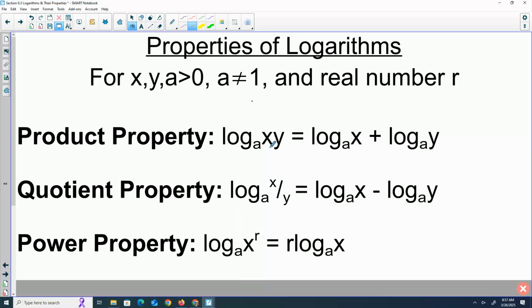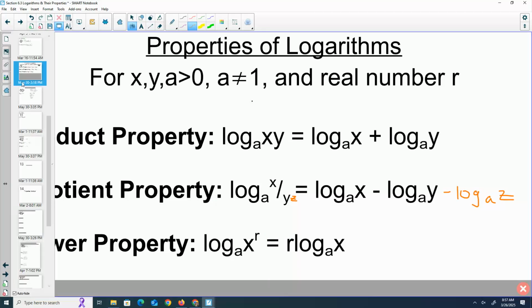So if you have a log of things being multiplied together, you can break them apart and do each log and add the logs. If you have the log of things being divided, you break them apart by subtracting. If there were a z on the bottom as well, you just subtract that one off as well. So anything from the denominator gets subtracted. Anything from the numerator is added. And power property, if you have something to a power, that can come down in front as a coefficient.